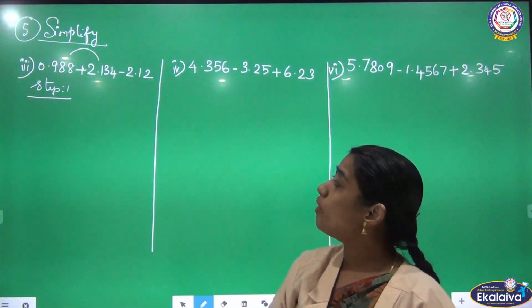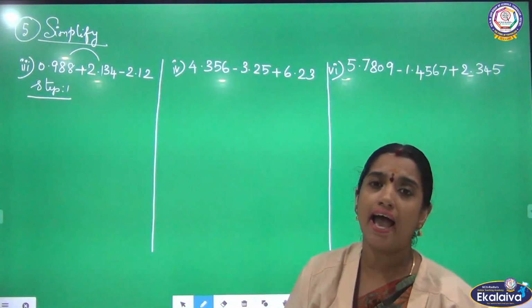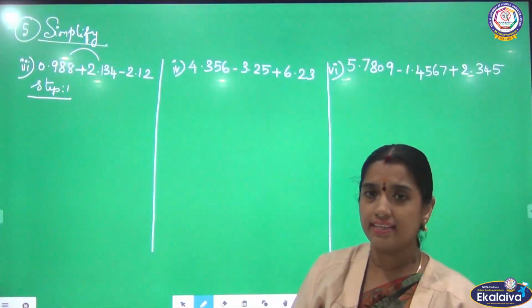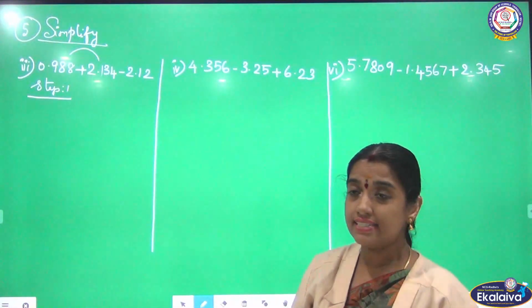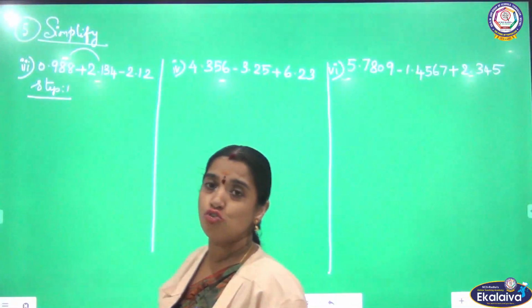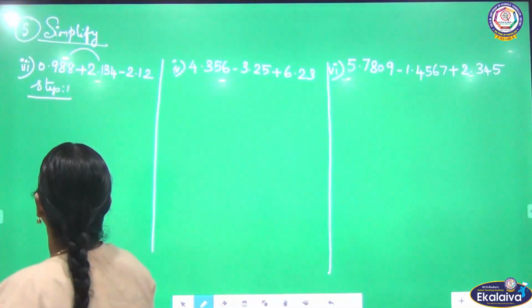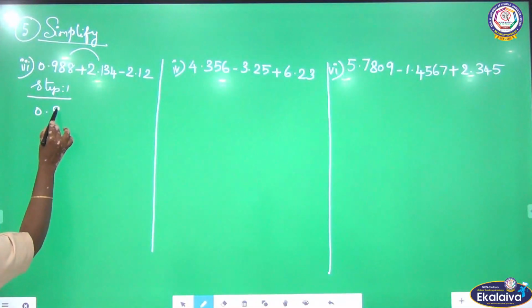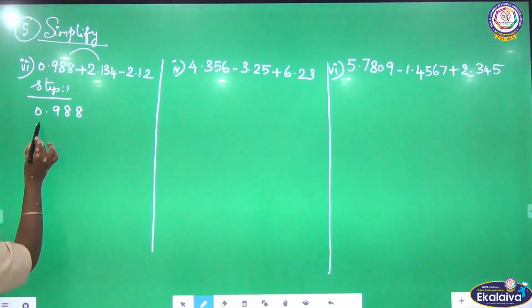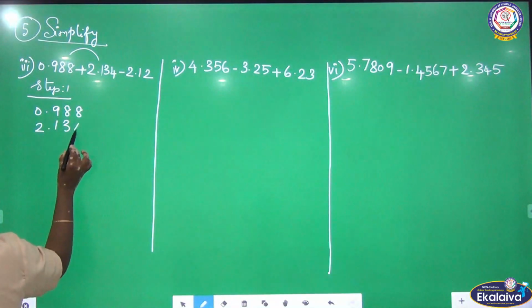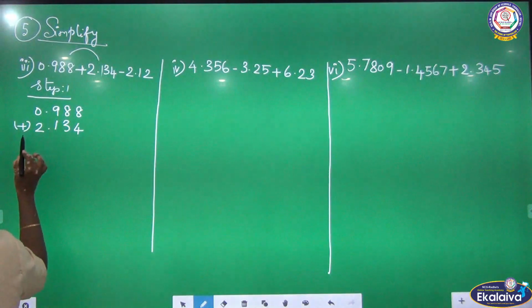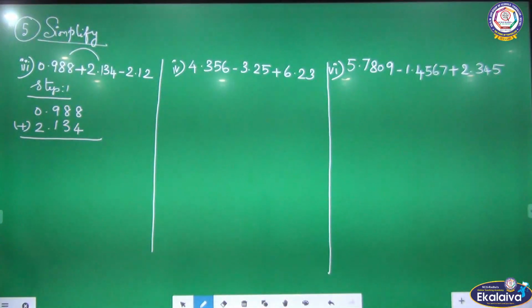0.988 plus 2.134 I am going to add. If I add, I can get the sum. Is it or not? In that sum, I am going to subtract this 2.12. So, listen, 0.988, 2.134. Just I am going to add these 2 numbers.